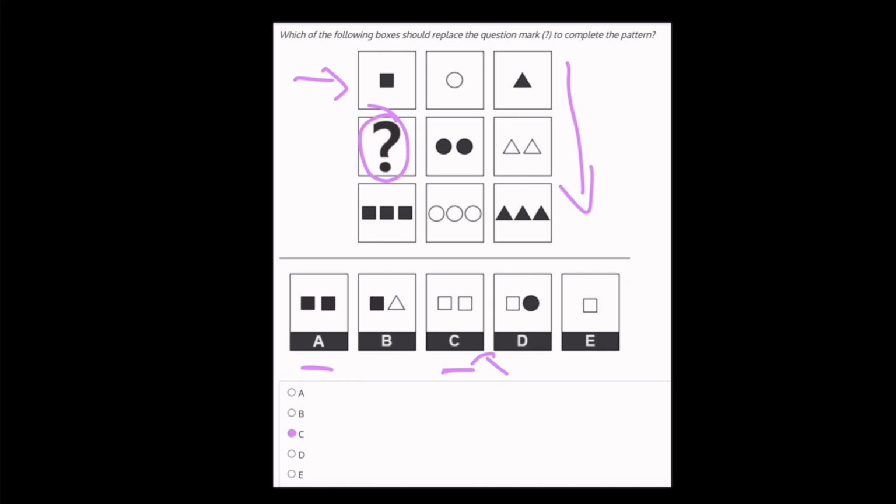Now, whenever we have a question like this, there may be multiple patterns that we need to evaluate in our matrix to get to our correct answer. So we need to keep that in mind as we proceed through the question.